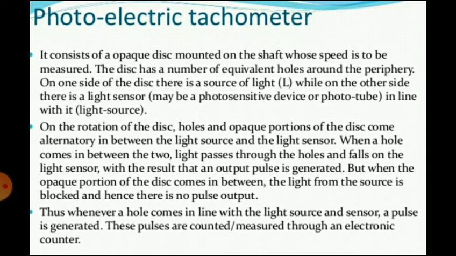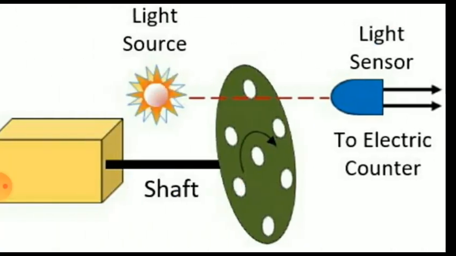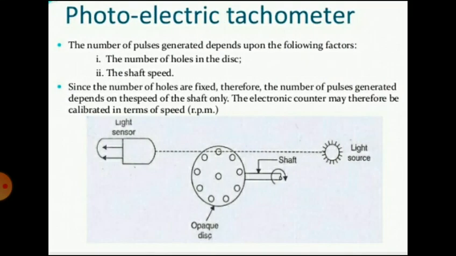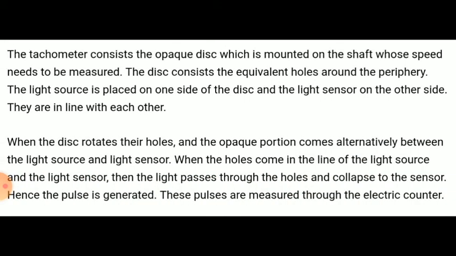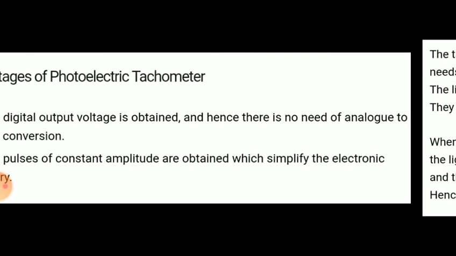The pulse rate is a function of speed of rotation. The pulse rate can be measured by an electronic counter, which can be directly calibrated in terms of speed in RPM. So you can see another diagram. So this is the construction and working of the photoelectric tachometer.